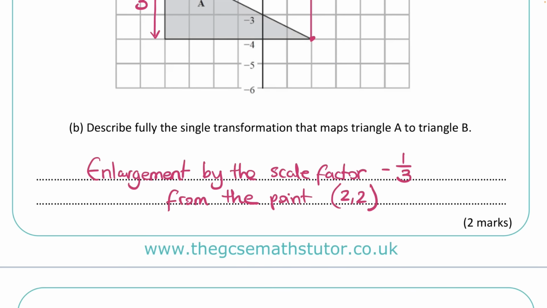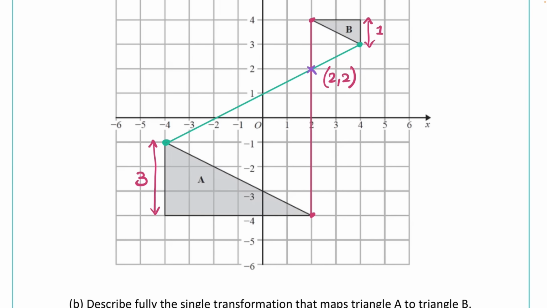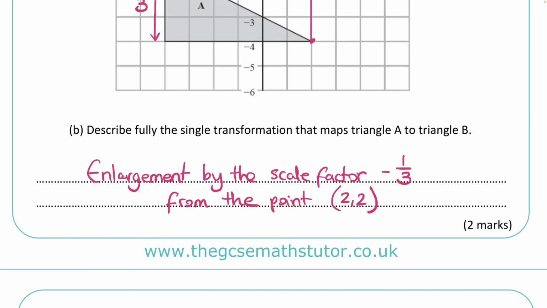Now, of course, you could be asked to do something like this going from triangle B to triangle A as well. The only thing that would change there is the actual scale factor, because if I'm going from 1 to 3 instead, the scale factor would have been minus 3. Again, incorporating that minus, as it is a negative enlargement, it's going back through the point. But there we go, that is our description for that one. It's an enlargement by the scale factor minus 1/3 from the point 2, 2.